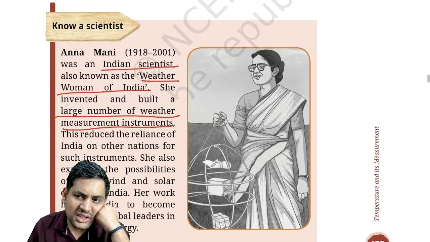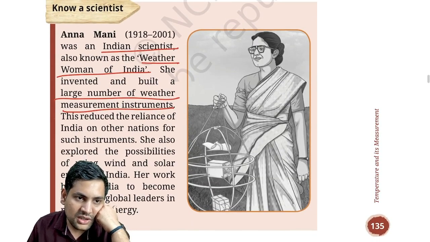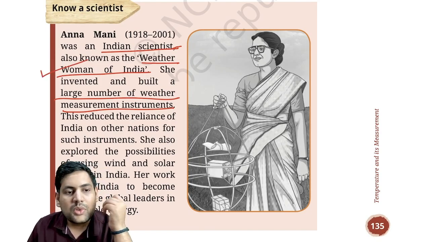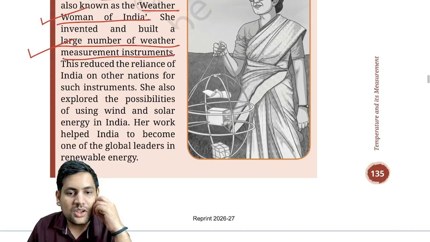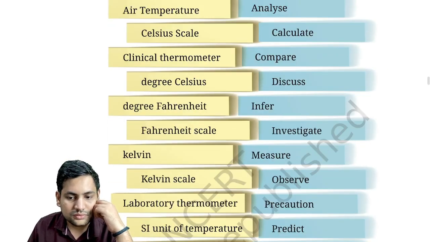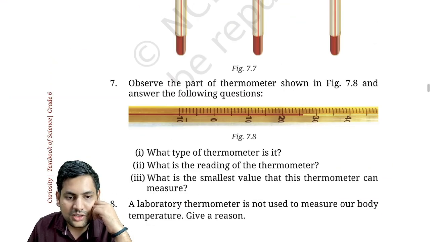Then it talks about a scientist called Anna Mani. Anna Mani ji was an Indian scientist, also called the weather woman of India, because she made a lot of weather measuring instruments. Understood? So that we are not dependent on other countries. Okay, so this was the chapter of simply measuring the temperature.